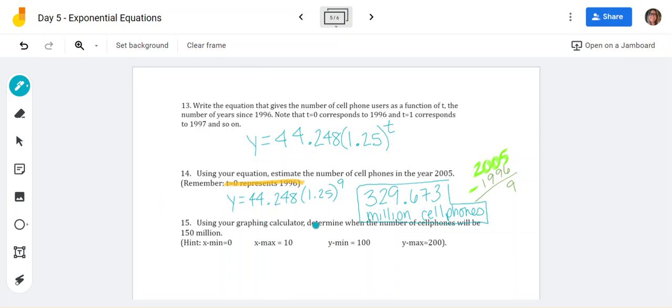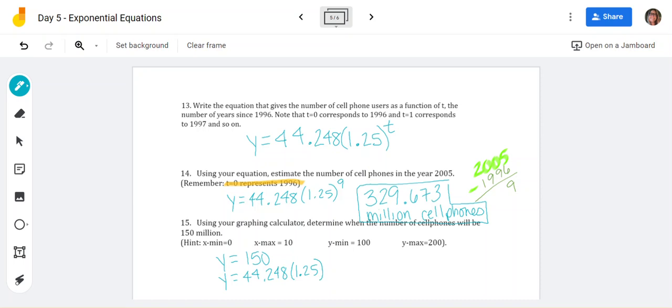Then, using your graphing calculator, determine when the number of cell phones will be 150 million. So it's giving us a y value again. We know it's 150. We just talked about how our units were in millions, so we just need the 150 part of it. And then we'll put our original equation.